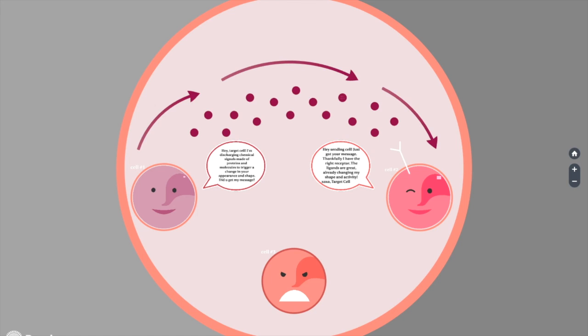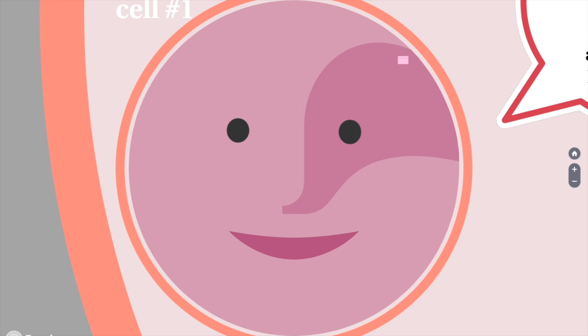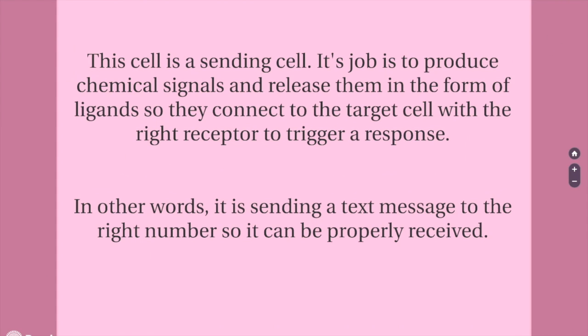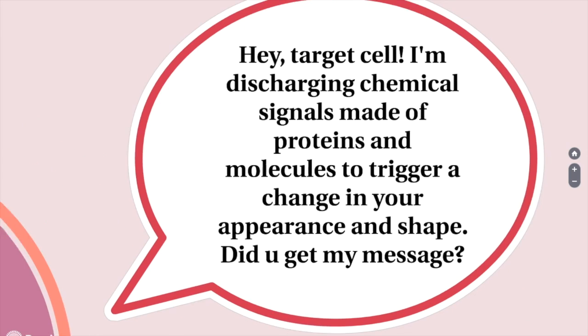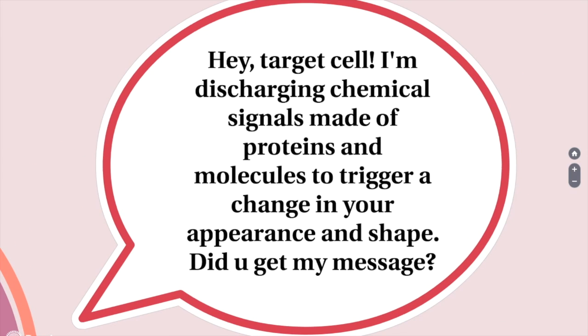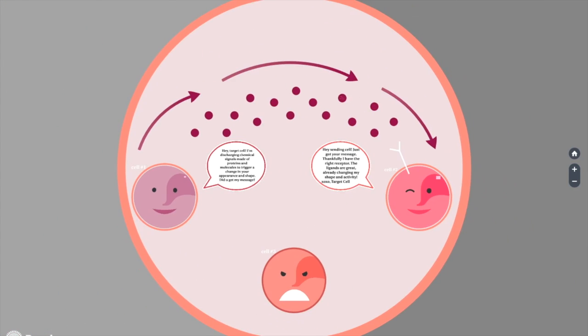So let's say we are looking at a total of 3 cells: a sending cell, a target cell, and a non-target cell. Cell number 1 is the sending cell. It works to create chemical signals and release them to target cells to trigger a response. In a way, it's like sending a text message. If it goes to the right number, only one person can receive it.